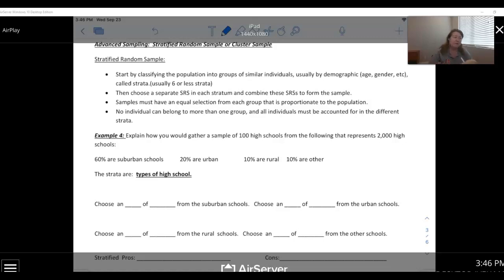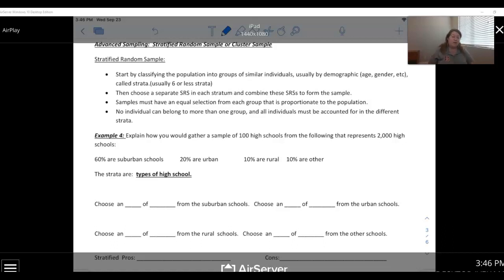Then I go to the next team, number them, do the same thing to pick a random sample, and combine them into my group, okay? So samples must have an equal selection from each group that is proportionate to the population. So if there was any rule that didn't say that teams couldn't be a certain size, like let's say that for some reason the Chargers were allowed to have twice as many, well, then maybe we'd pick twice as many from the Chargers to be a representative proportion of the population of all football players.